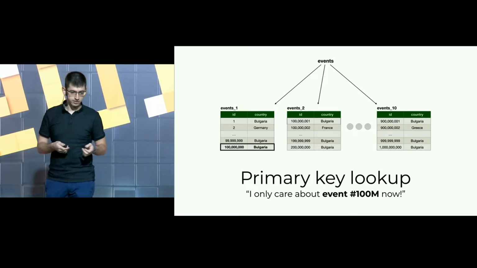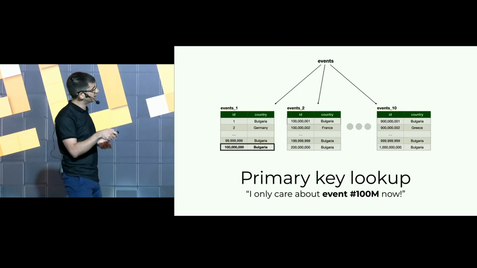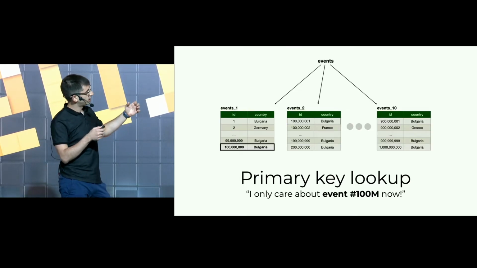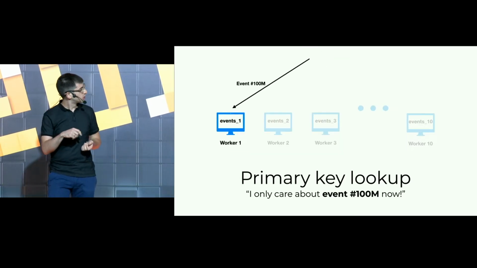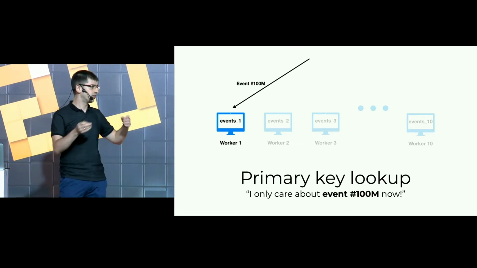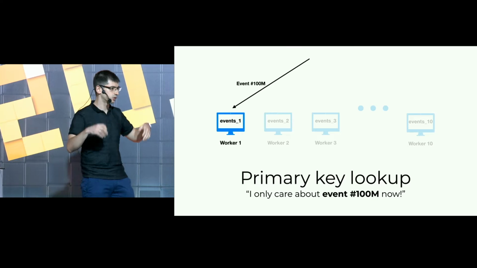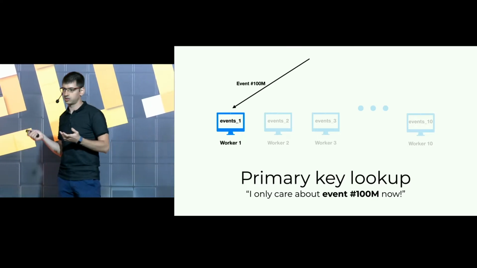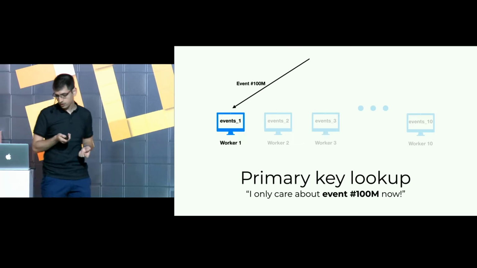I want to see what country it's in. That's pretty easy because I know that it's in the first table, the first shard. And if I know where the first shard is, I can directly go to that machine and query that machine directly, only 1/10 of the data set, or if I have more machines, even a smaller part, and do a single node operation only on that part of the data set.